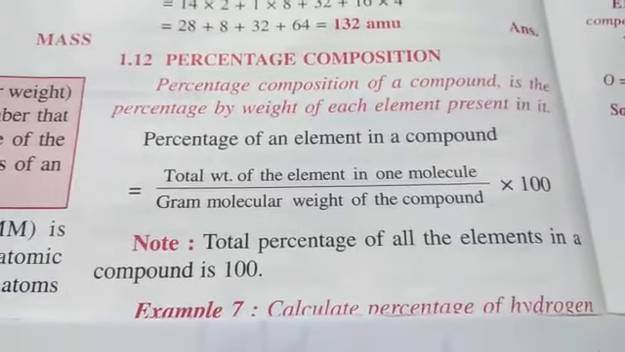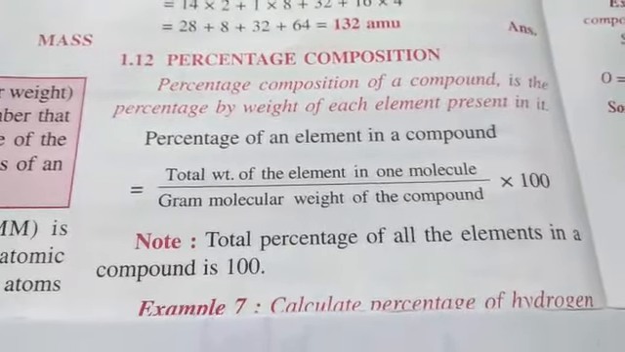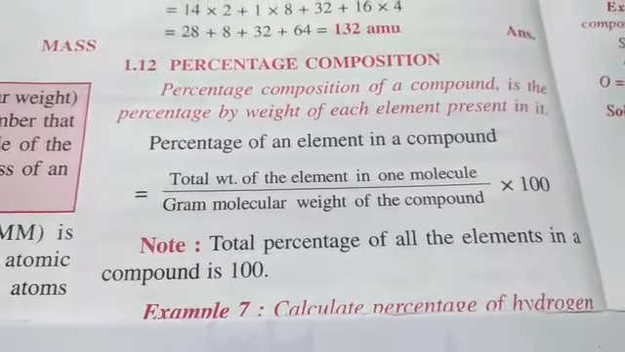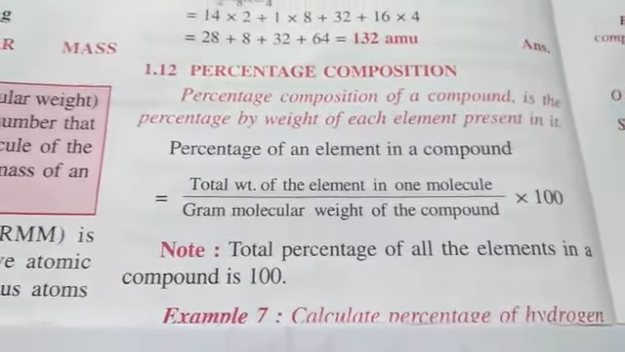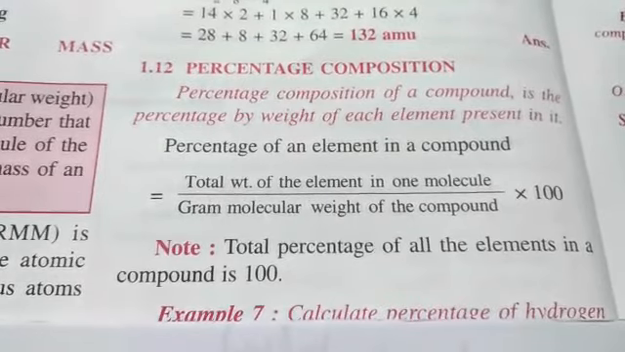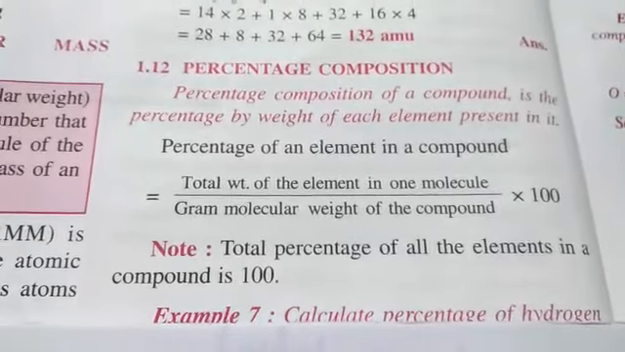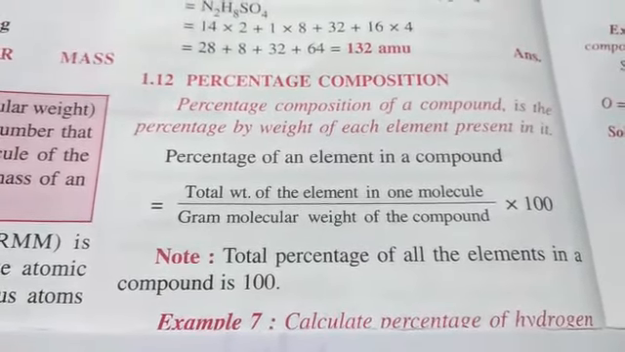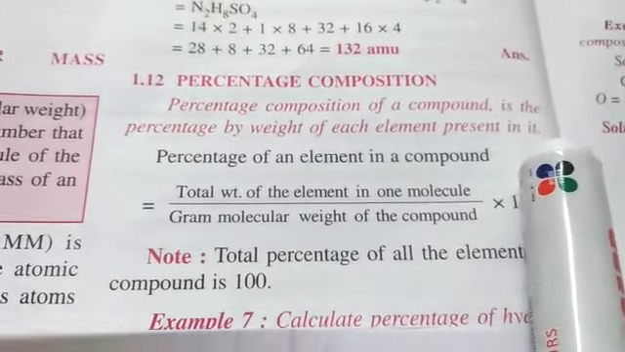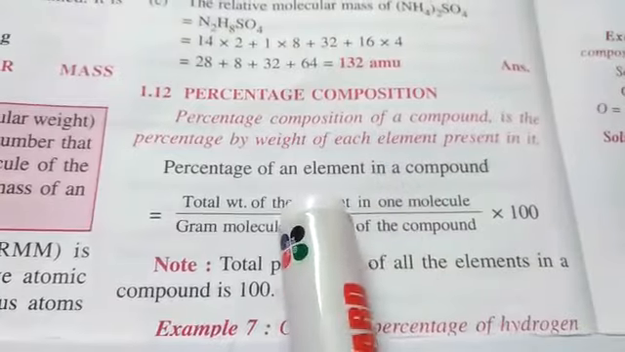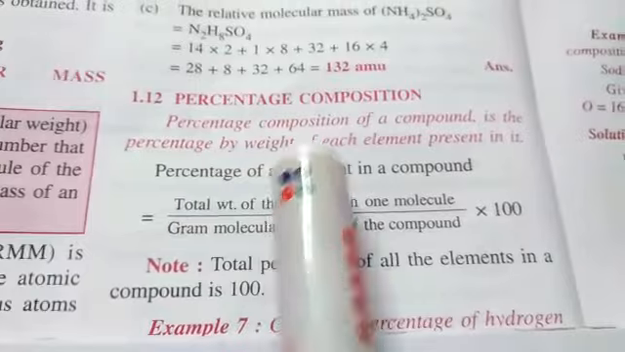Hello everyone. So in my last video, we discussed how to calculate the molecular mass of a compound. In continuation to that, today we will see how to calculate the percentage composition. First of all, you should know what is percentage composition. Percentage composition of a compound is the percentage by weight of each element present in it. Means किसी compound में जिन एलिमेंट्स के साथ ये मिलके बना है उनकी परसेंटेज बाय वेट कितनी है.